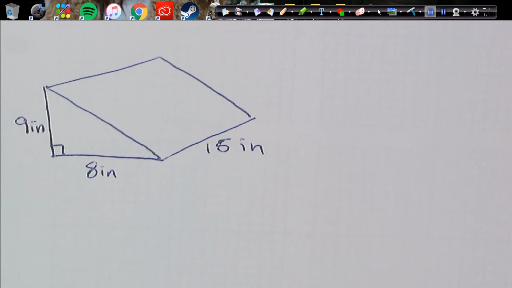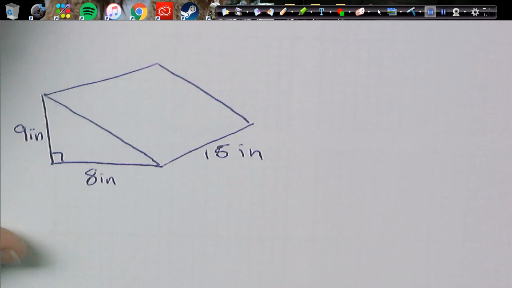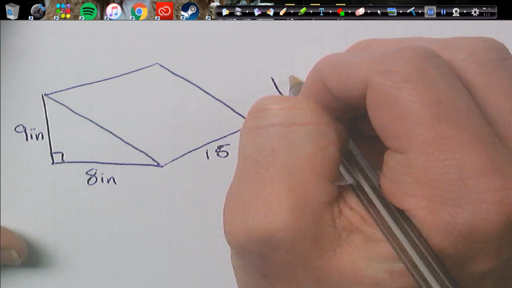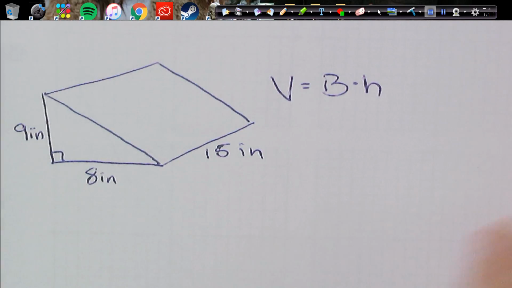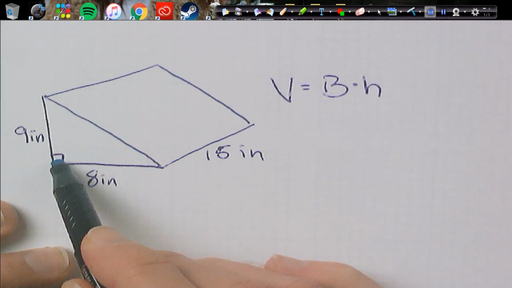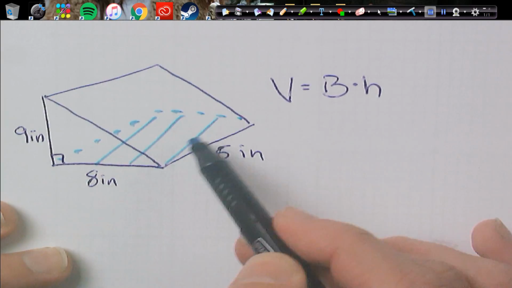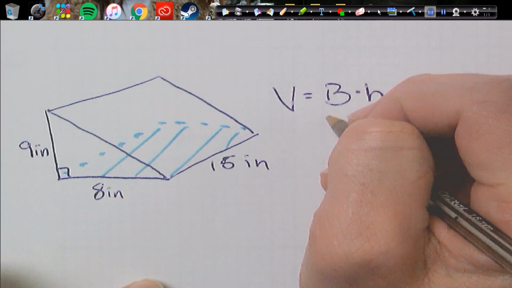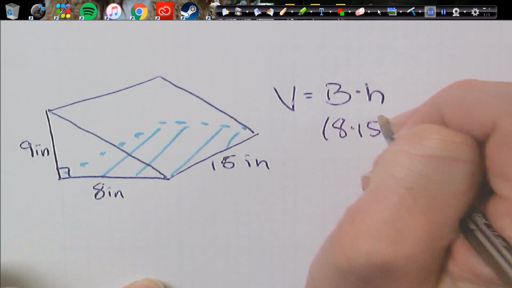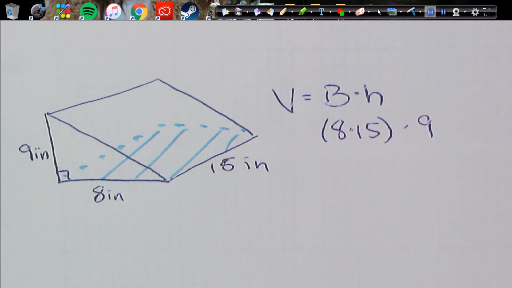Finding volume again. This is a shape that we can find the volume of easily. It's a prism, so prisms are easy. Find the area of the base times the height. The area of the base, you can't really see, but it's this bottom piece right here. We just do 8 times 15 because it's a rectangle, and the height is 9. So we just multiply those together.